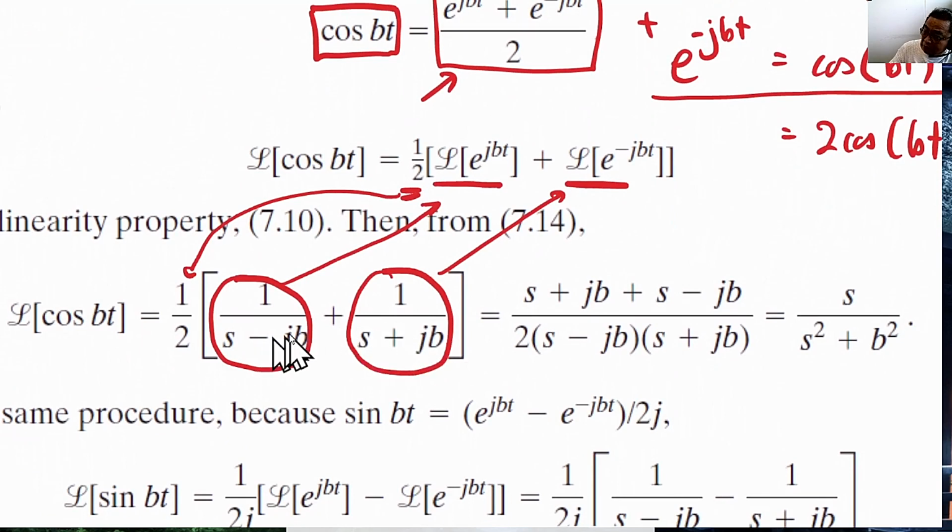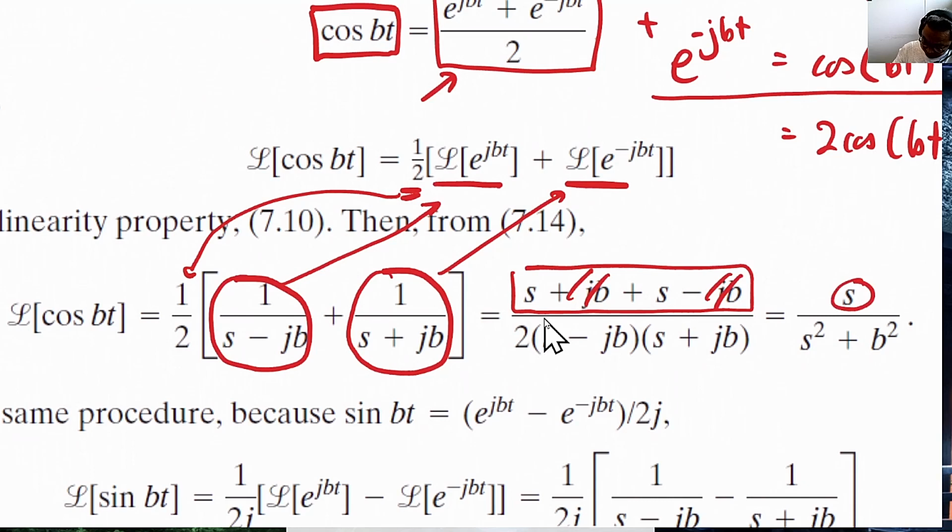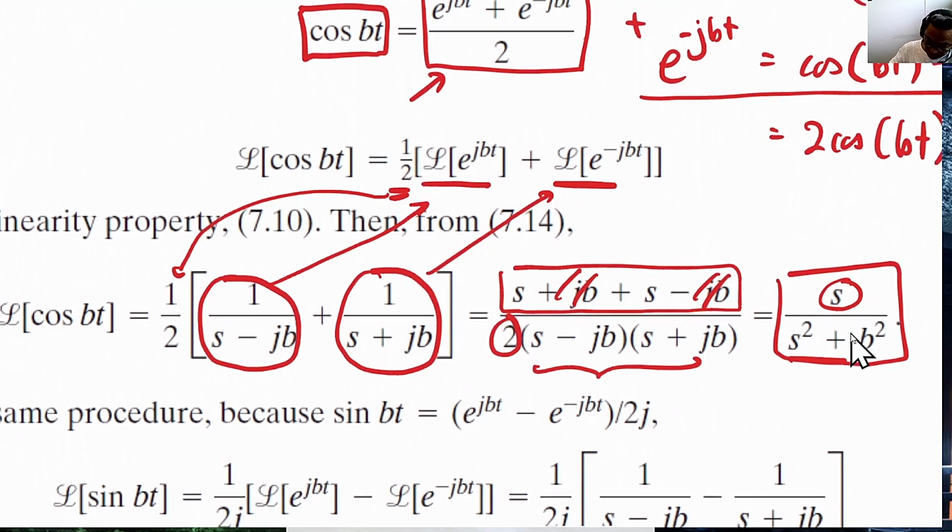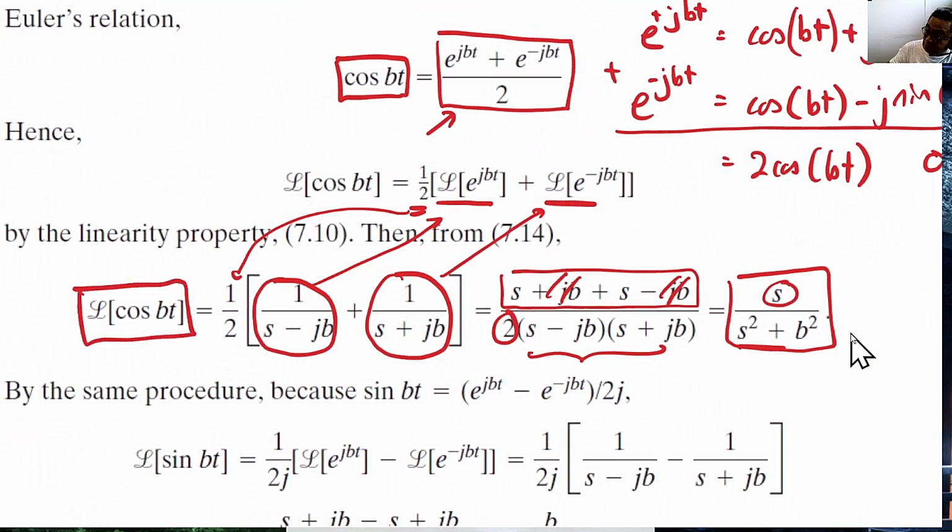We want to have the common denominator, so we basically multiply the top numerator 1 times s plus jb. This numerator is 1 times s minus jb. We get the numerator on top, and then we see that this cancels, and we have actually 2s, but because we have divided by 2, our numerator becomes s. In the denominator, we have s squared plus b squared if you open up this expression. So finally, this is the Laplace transform of cosine bt.